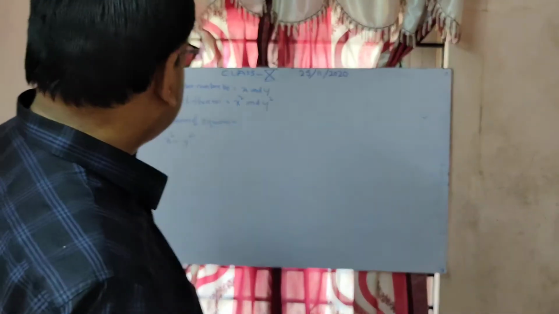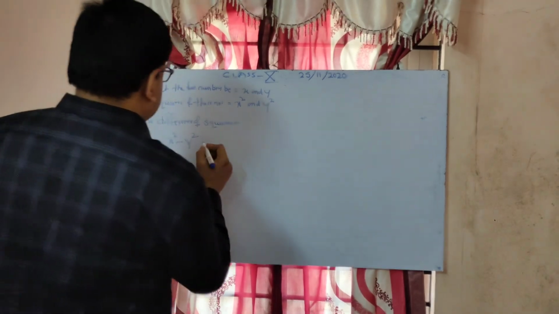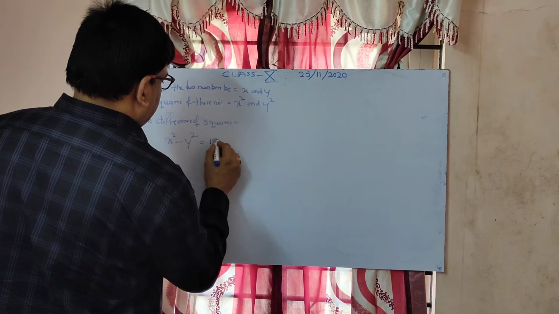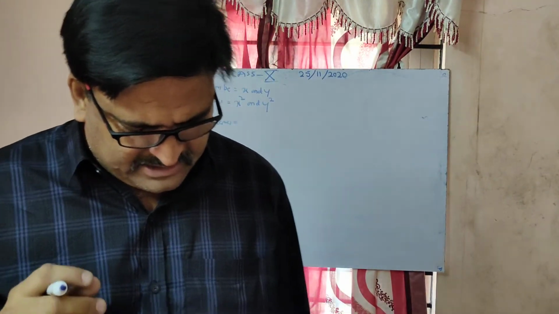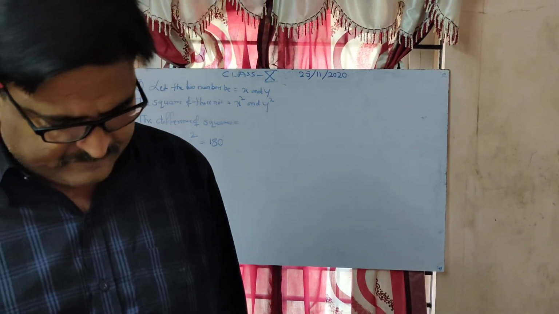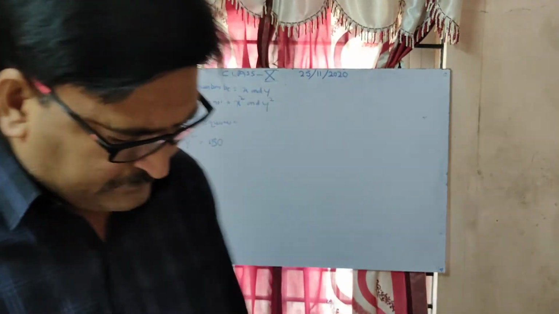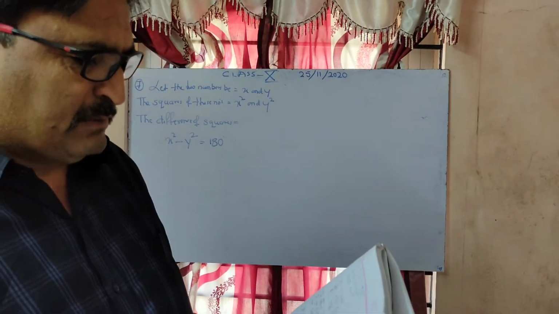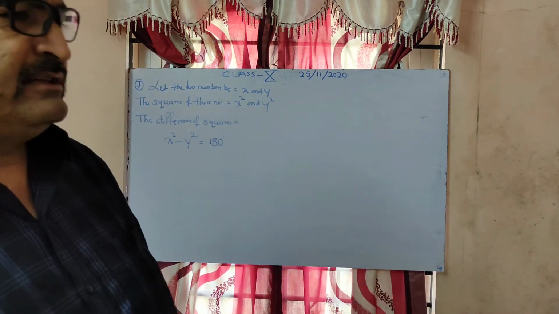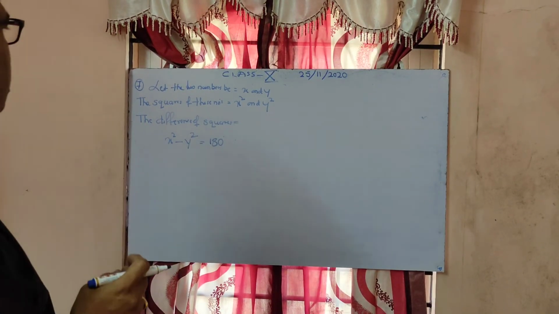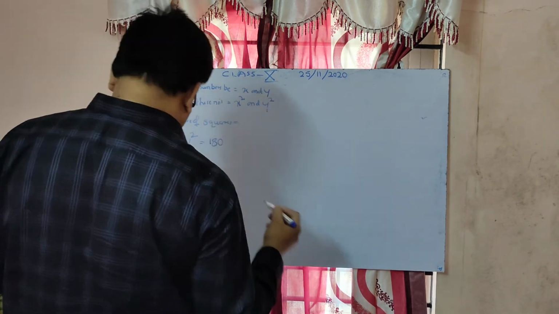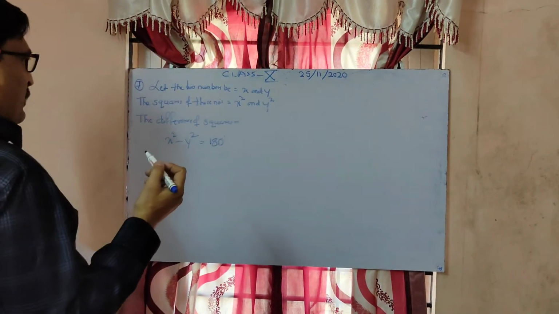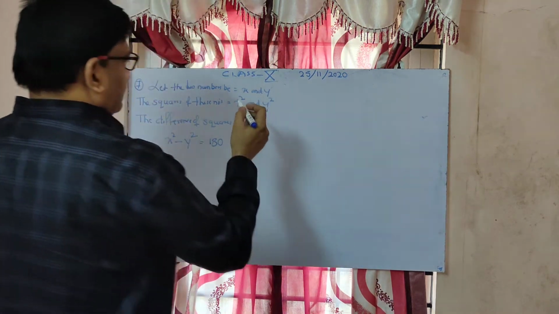x square minus y square is equal to 180. The difference of squares of two numbers is 180. Now the second sentence. Let the smaller number be what? What is the smaller number? y. So this is x, this is y.